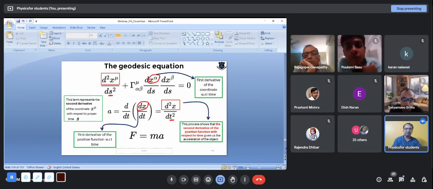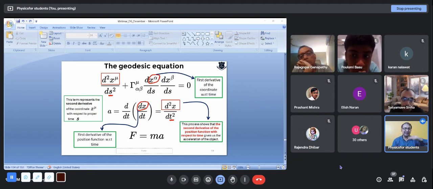And now you see this one, this d square x mu divided by ds square. Now this x alpha is the first derivative of the coordinate with respect to time, and here also dx is the first derivative of the position with respect to time. Right, sir?